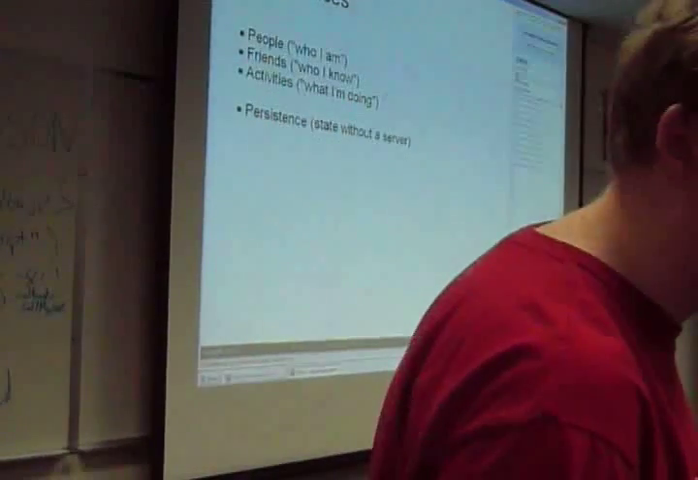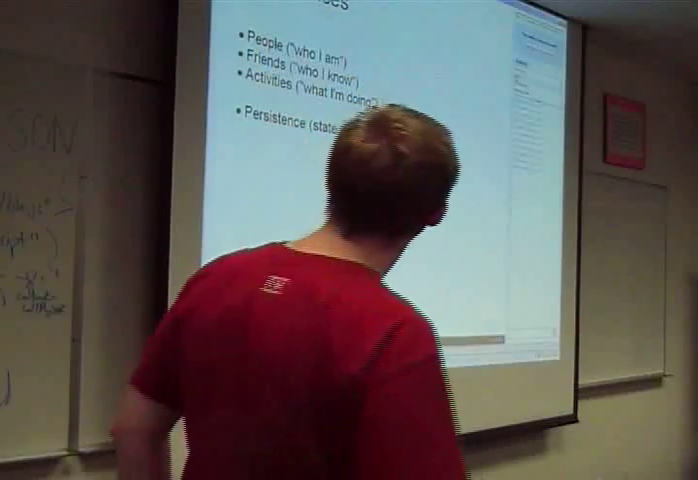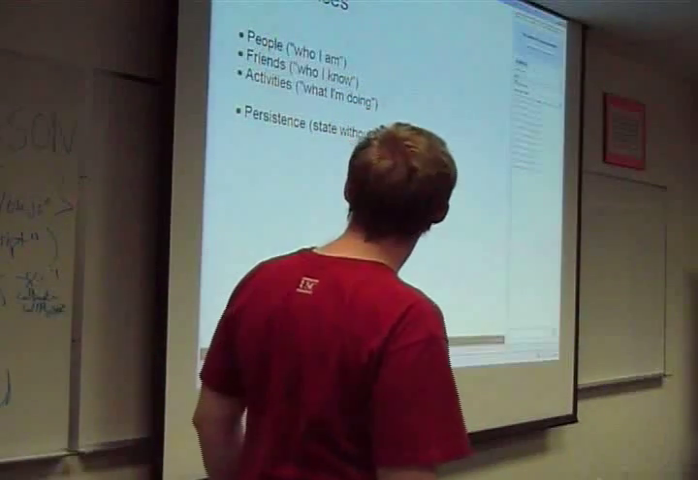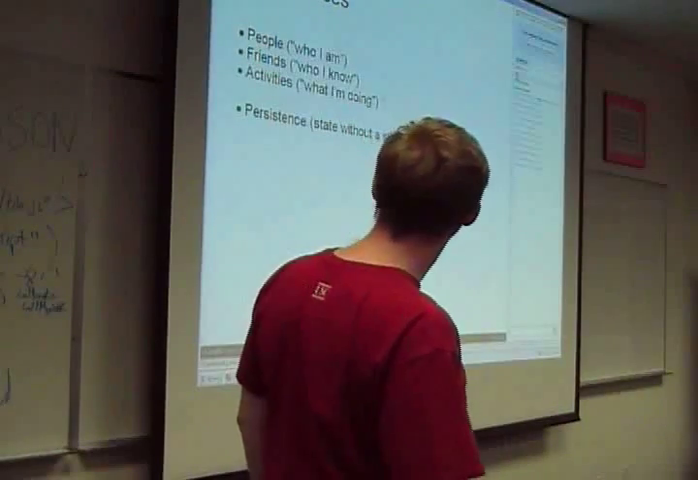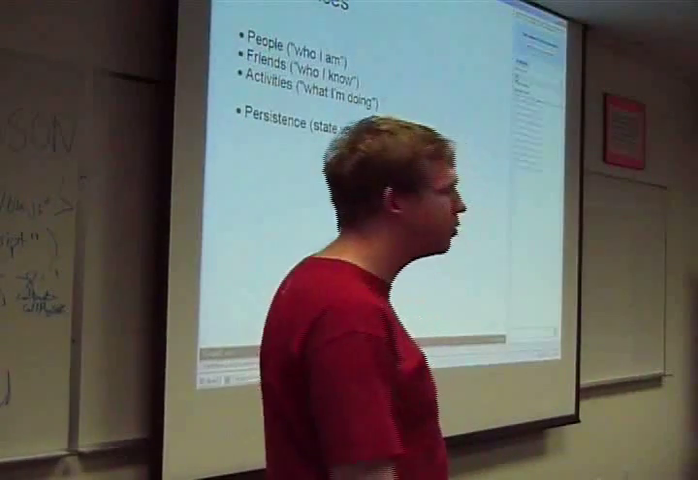All right. So what exactly does the API expose? Well, it exposes three main things. The first is people.